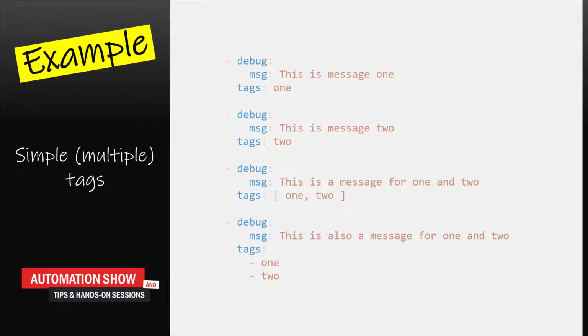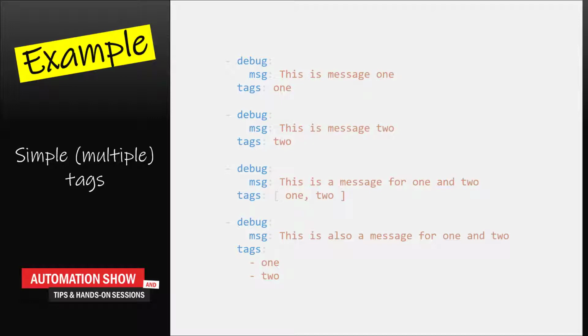In this example, we have 4 tasks, each with several tags. The first one, tags, is called 1. The second is called 2. The third task has 2 tags, 1 and 2. And the last task also has 2 tags, 1 and 2. And I'm just showing you this so you see that it can be done in several ways.